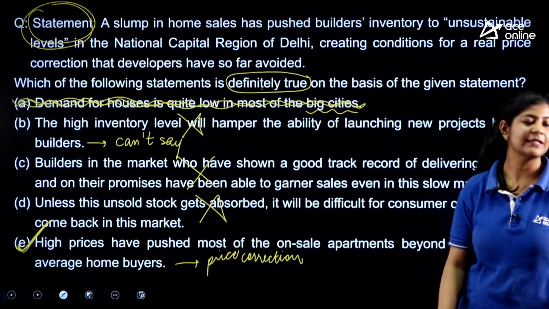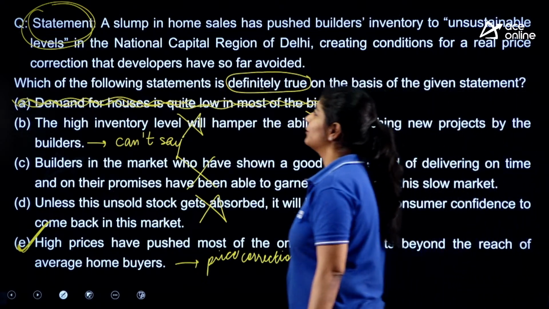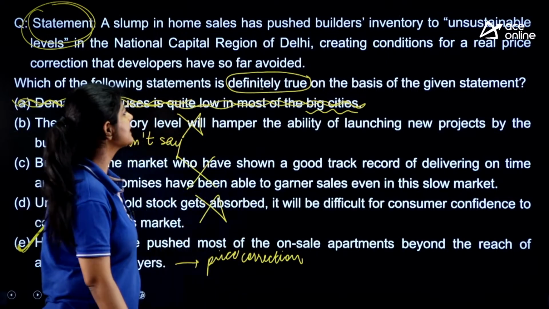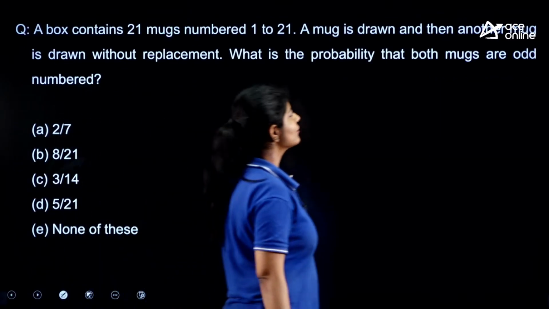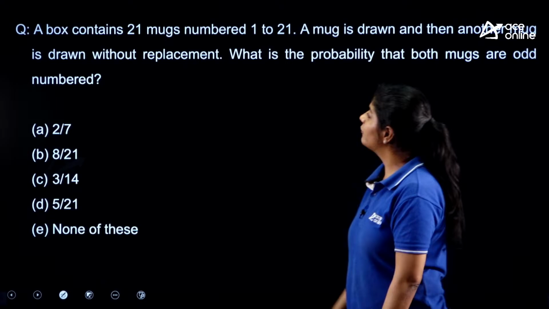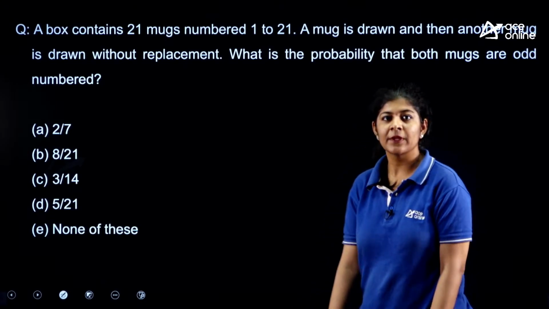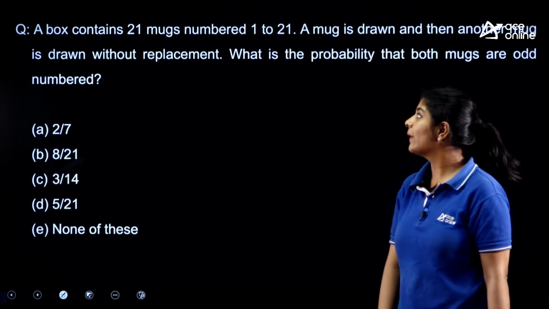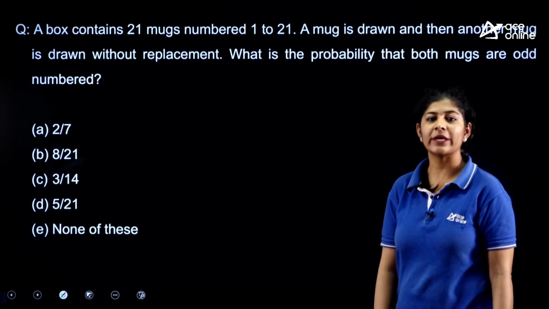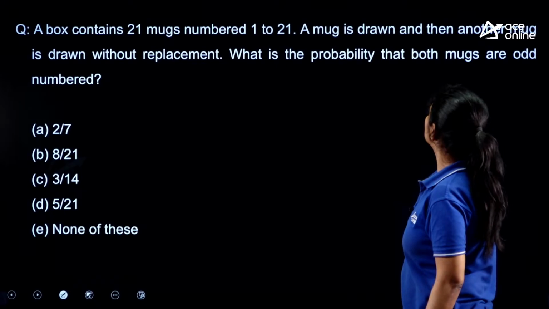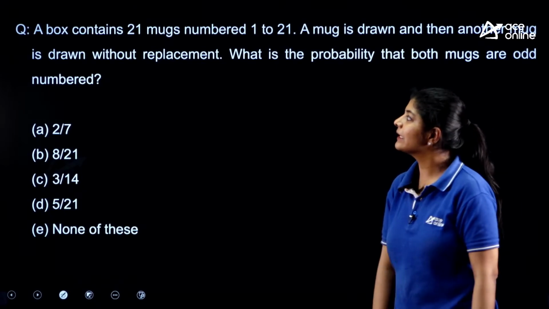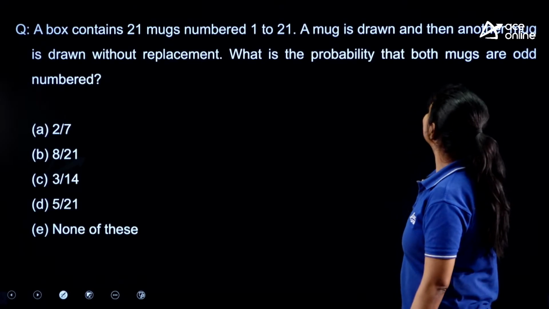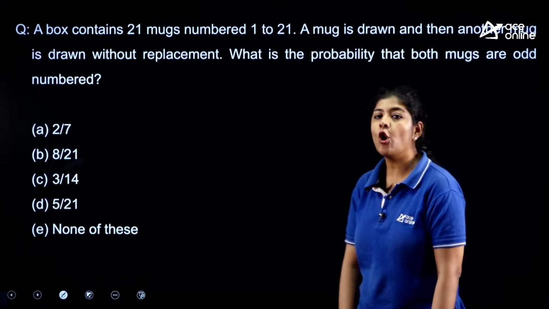This is a very good question. All we need to do is simply understand the language of the question, right? Next, the next question is from the concept of probability. The question says that a box contains 21 mugs numbered 1 to 21. A mug is drawn and then another mug is drawn without replacement. What is the probability that both mugs are odd numbered?